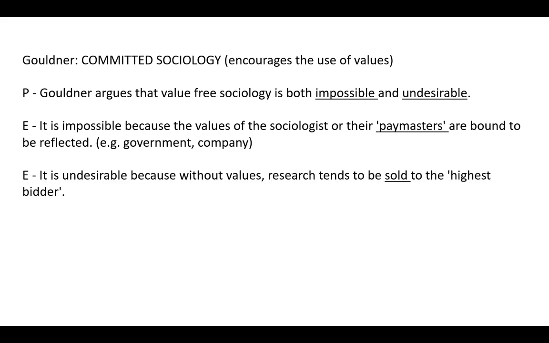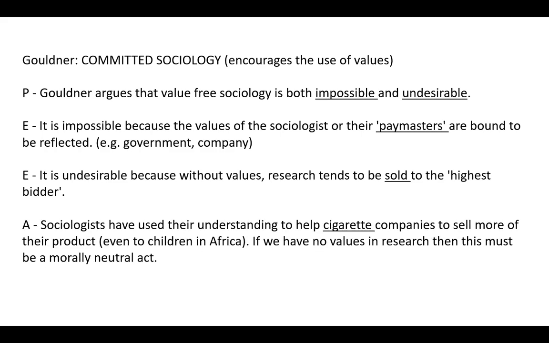But it's undesirable because without values, research tends to be sold to the highest bidder. And this is what we were just looking at before. Now, we need a good example of this. Sociologists have used their understanding to help cigarette companies to sell more of their product, even in one case to children in Africa. Now, if you're a positivist and you look at social research as a way of trying to determine facts, then one possible social fact would be, if you market cigarettes in this way, more children will smoke.